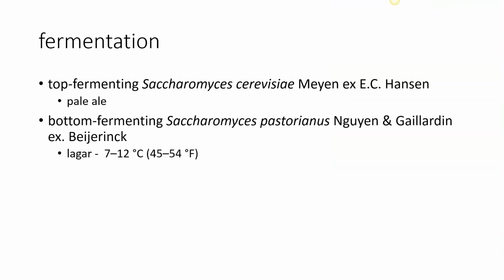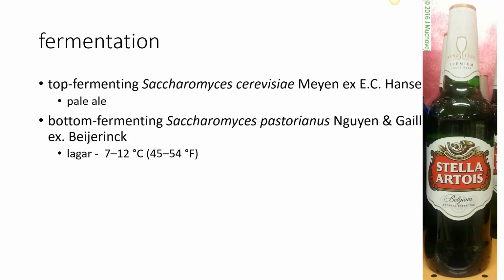We also have bottom fermenting Saccharomyces pastoriensis, which creates what we call lager. Lager is brewed at 7 to 12 degrees Celsius, 45 to 54 degrees Fahrenheit. This is a cool temperature. This is often what they call cold brewed beer, and this is a premium lager. It dates back to 1366. This particular beer has been around for quite some time.